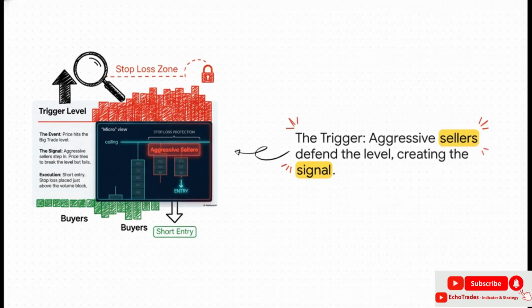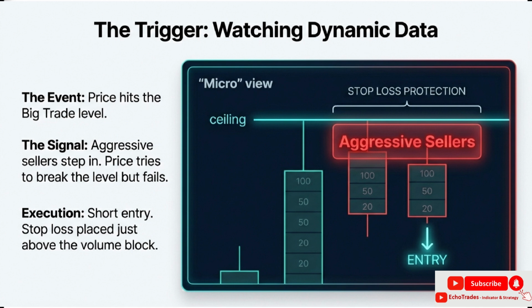And boom, here it is, the trigger, the moment of truth. Price comes right into our level. Now look at that dynamic data. See that huge spike in negative delta? That's a wall of aggressive sellers stepping in and saying, nope, not today. This is absorption happening in real time. The buyers are trying, they're pushing, but they just get absorbed. That failure, that is our green light. Now we can enter short, put our stop loss right above that block of volume, and we have a clearly defined, super low risk entry.